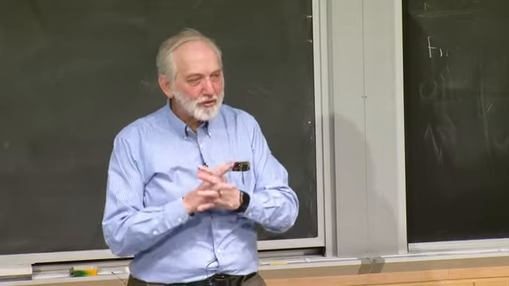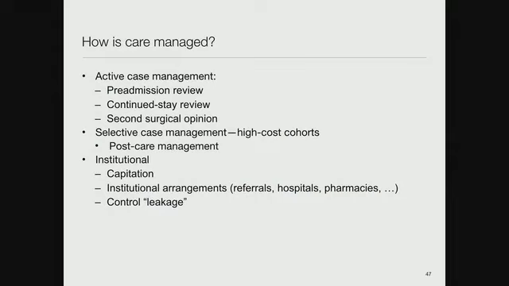So people have tried doing various things. Managed care was the buzzword of the 1980s and 90s. And they said, well, what we're going to do is to prevent people from overusing medical services by requiring pre-admission review, continued stay review, second surgical opinion. We're going to have post-care management where if you're released from the hospital, people will call you at home and try to help you out and make sure that you're doing whatever is best to keep you out of the hospital.